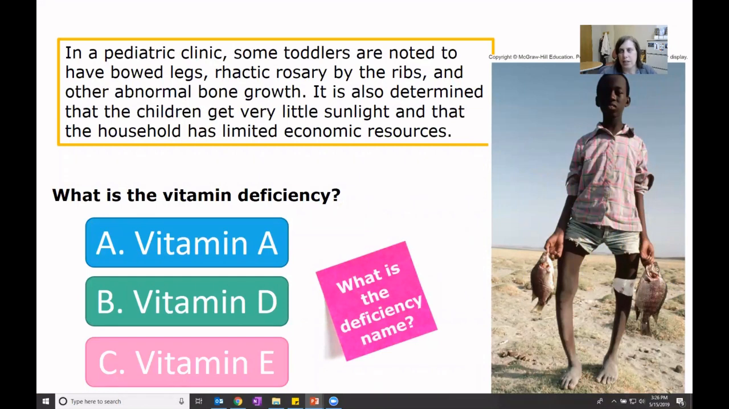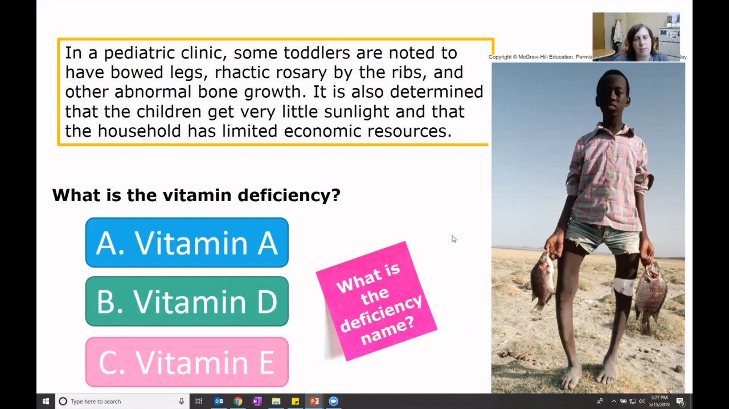Here's our next deficiency scenario. And we also see an image here from your book of someone who's experiencing this deficiency. So in a pediatric clinic, some toddlers are noted to have bowed legs, rickety rosary by the ribs, and other abnormal bone growth. It is also determined that the children get very little sunlight and that the household has limited economic resources. So the bowed legs, you can see here, even in this older child, you can see the bowing of the legs rather than straight.